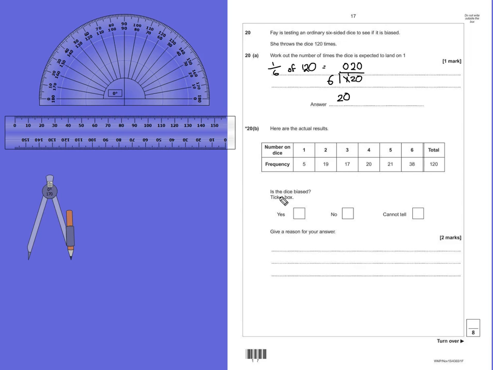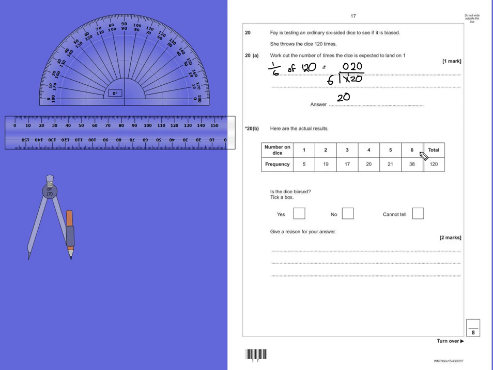So it says, is the dice biased? Tick a box. Now you could argue at this point we cannot tell. She's only done it 120 times. It's not clear. Maybe she's not done enough. But 120 times to roll a dice is quite a large number of times. And after 100 or so times, we would expect to see an even pattern. All the numbers should be about 20. If it's an equal, fair, and unbiased die, then it should be about 20 for each of them.